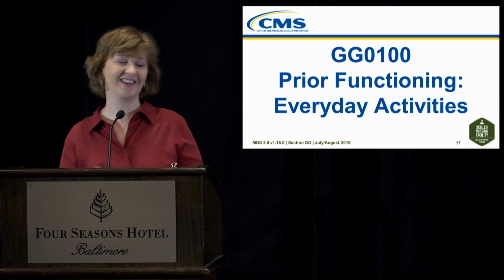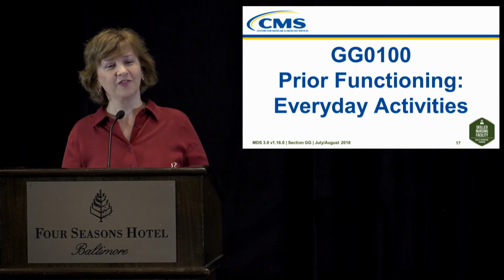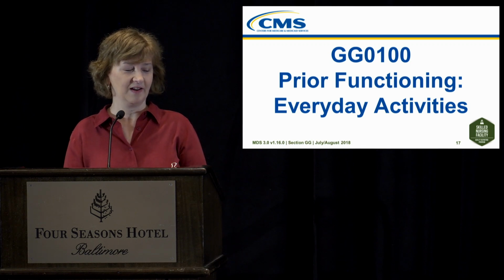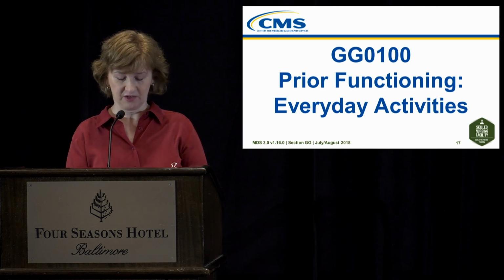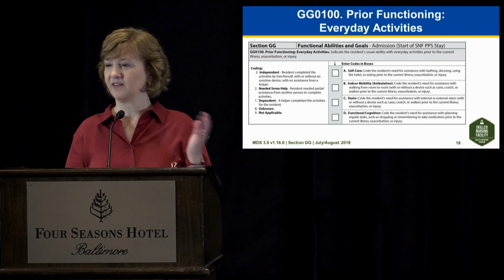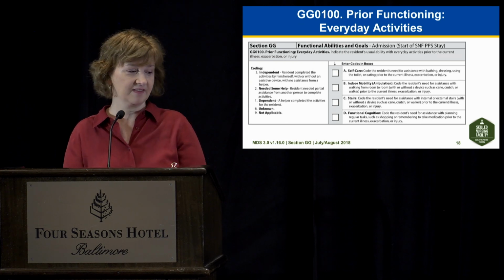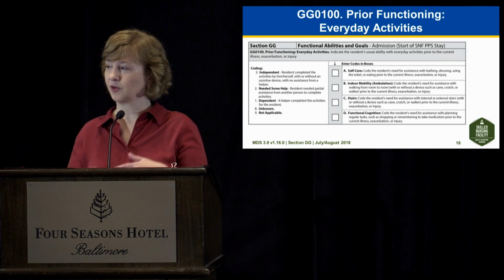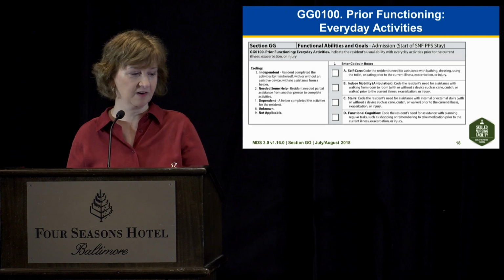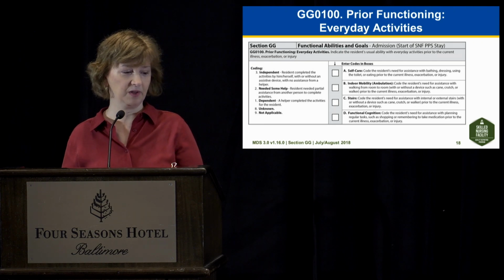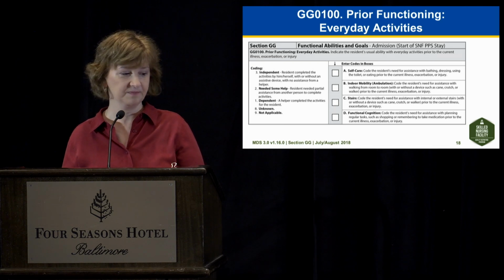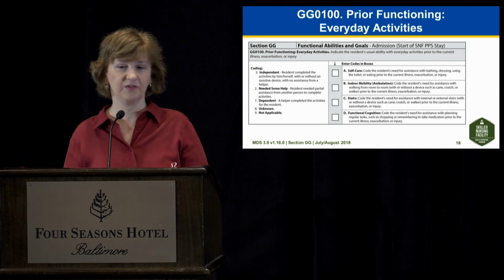Okay, so now getting to the items, finally. So the first new items are GG0100, and this is prior functioning, everyday activities. This is what it actually looks like on the data set, and what you'll see is that on the right-hand side, there are different groups of activities: self-care, indoor mobility, that is ambulation, stairs, and functional cognition. And on the left side, you see the coding.